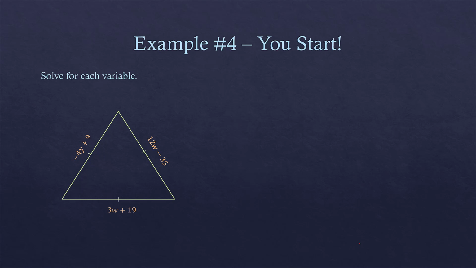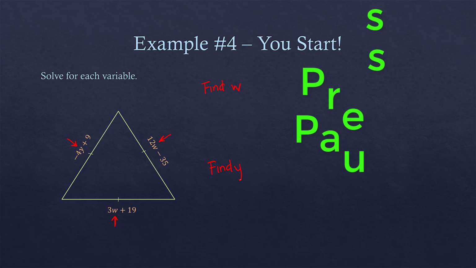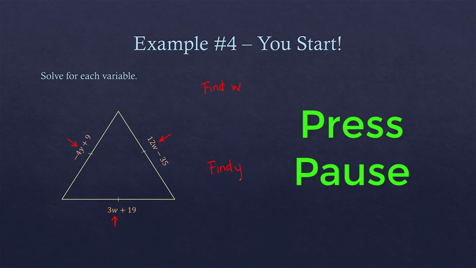So on this example here, I want you to get started with it. Watch out because it gives us 2 different variables. I have a y variable and a w variable. So to start this problem, I want you to start off with finding w, because w has 2 expressions with the variable w, so you're going to start off with finding w and then find y. So go ahead, hit pause, try this problem out, and then we'll come back and finish it together.